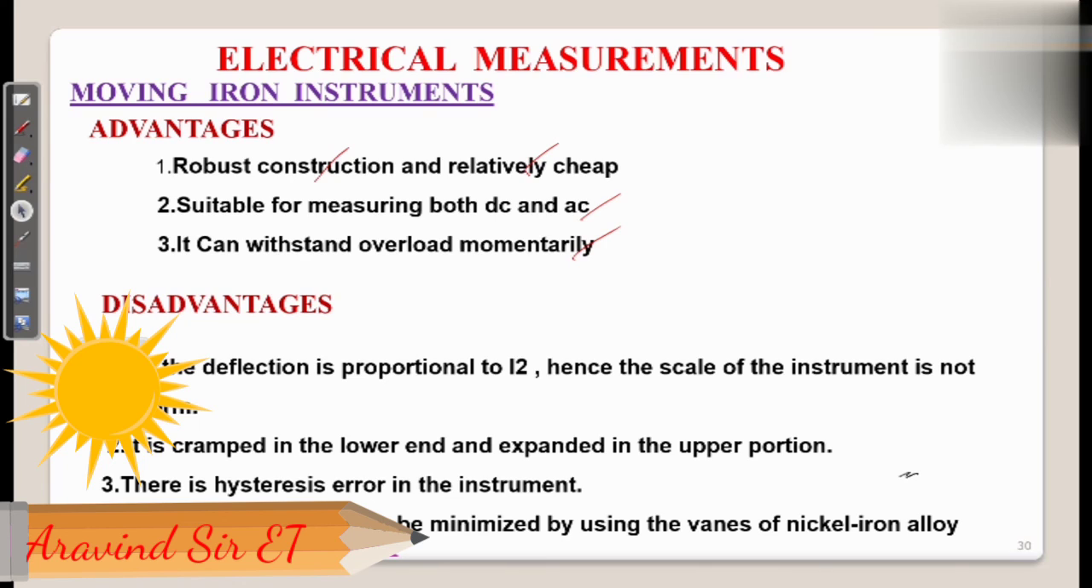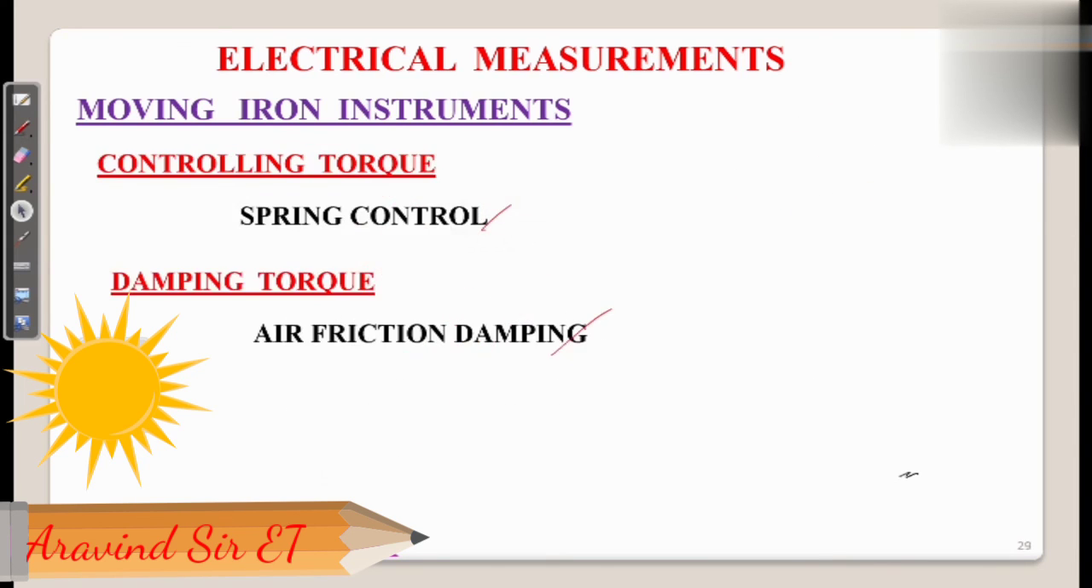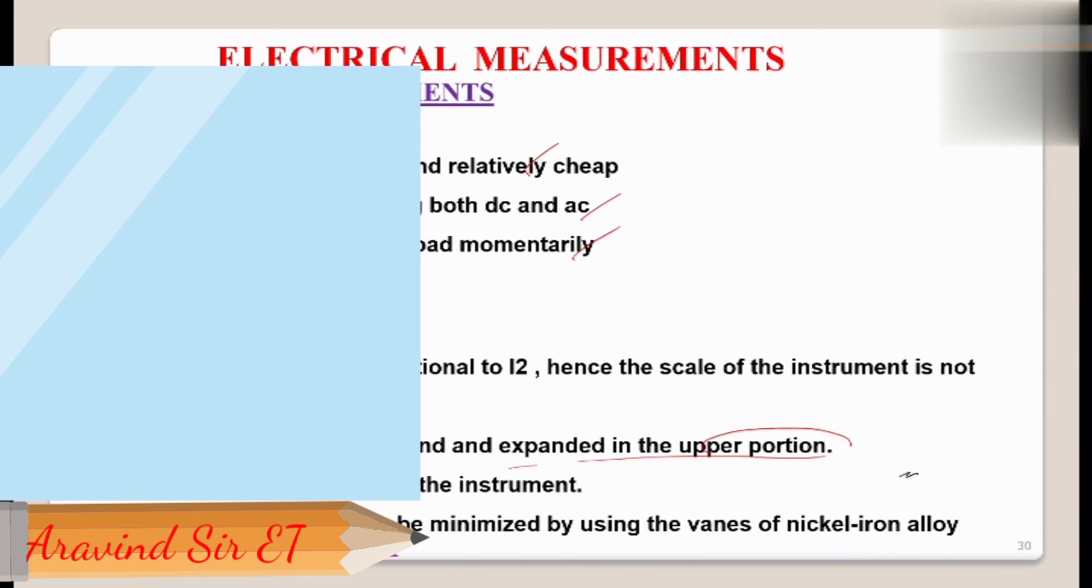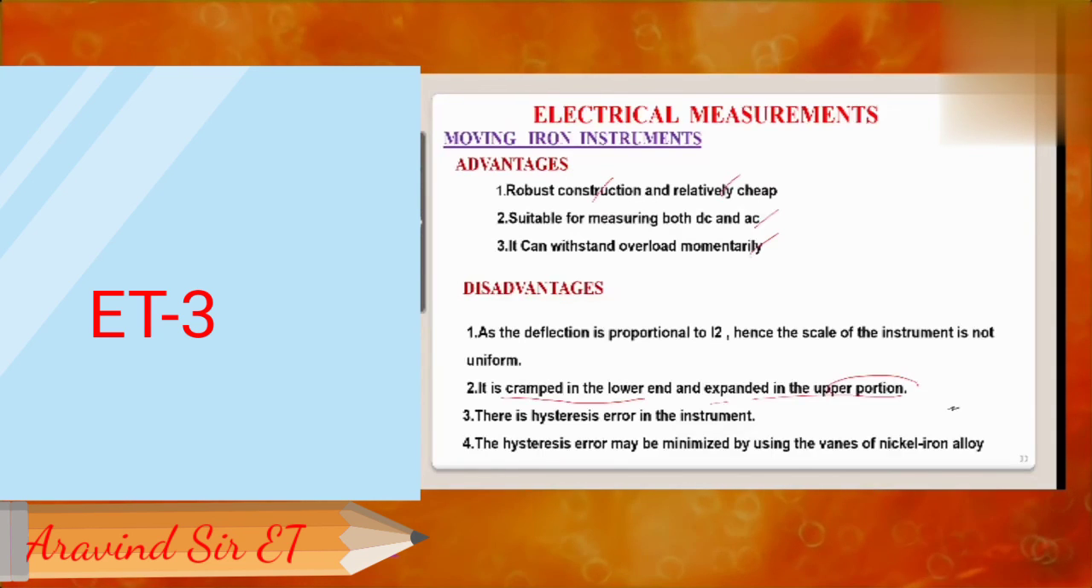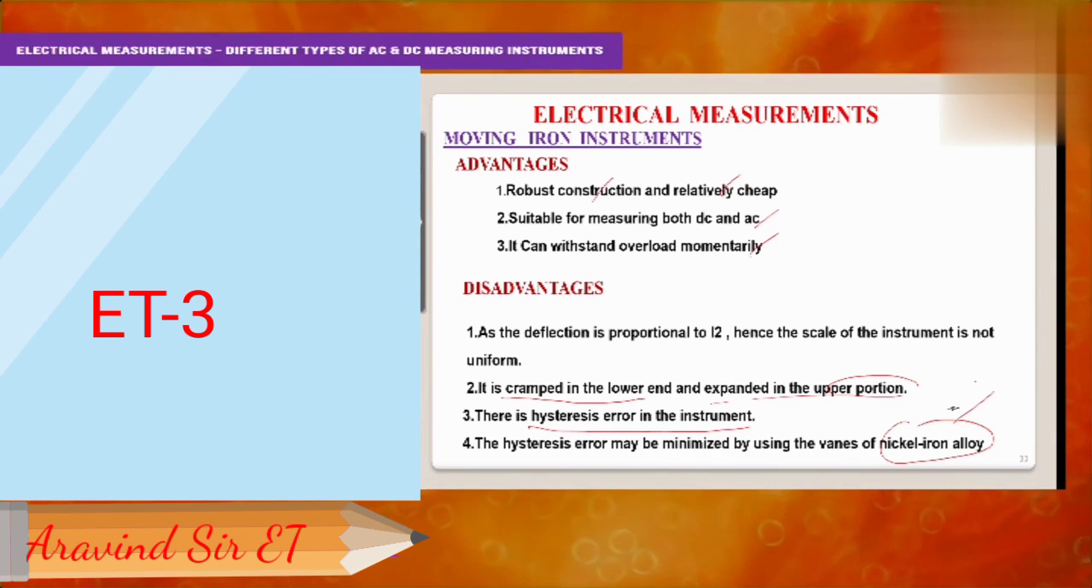Coming to the disadvantages. We have already seen that the deflecting torque is directly proportional to I square. What happens when it is I square? The scale is not uniform. The scale of the instrument is not uniform; it will be cramped at the lower end and expanded at the upper portion. That is a disadvantage of the moving iron instrument. One more thing: hysteresis losses will be there in the moving iron instrument. They can be minimized by using nickel iron alloy. By using that material, we can minimize the hysteresis losses. So that is about the permanent magnet moving coil and moving iron instrument.